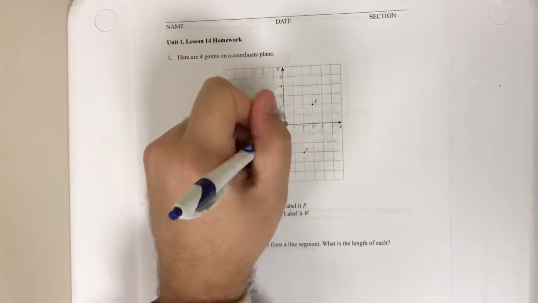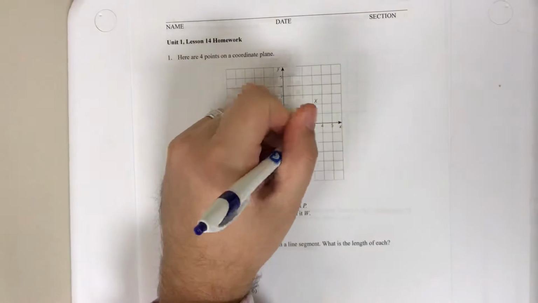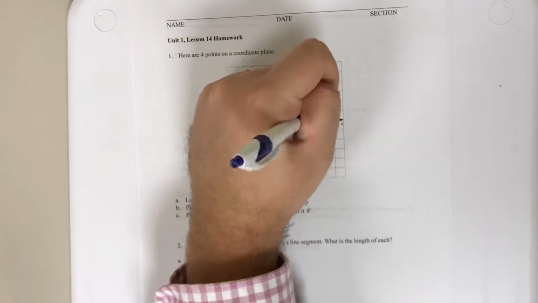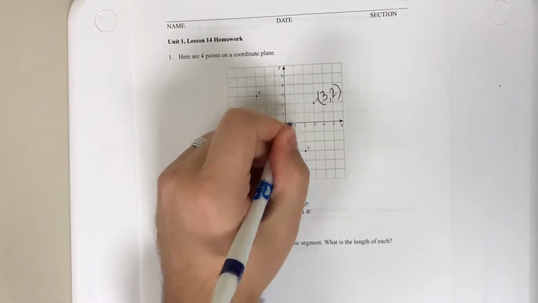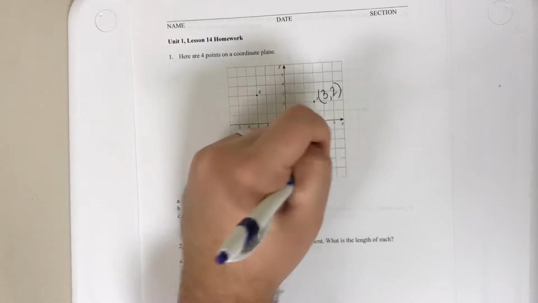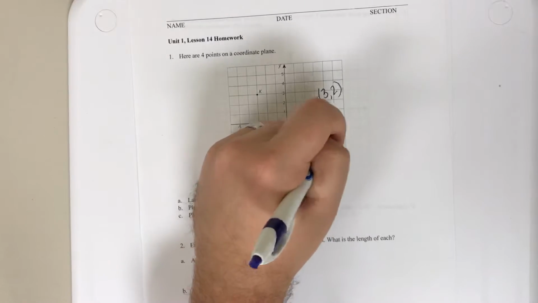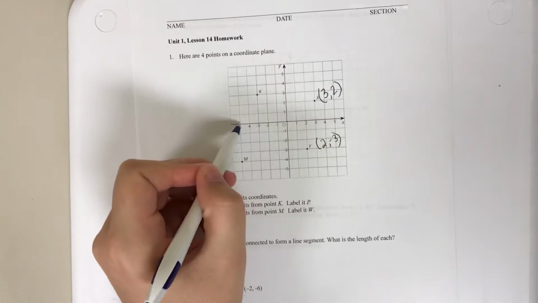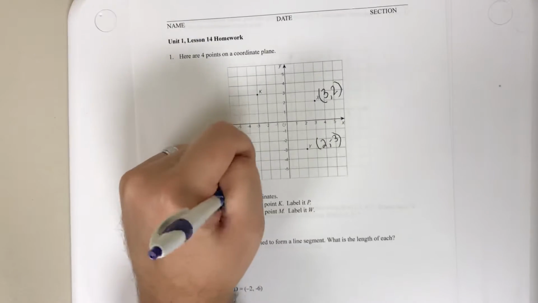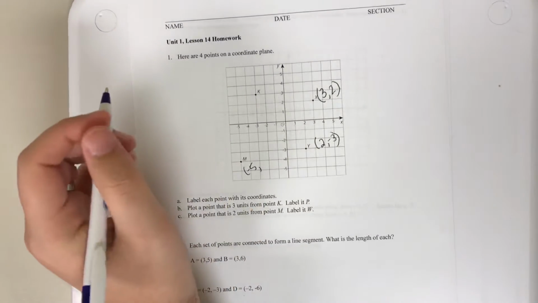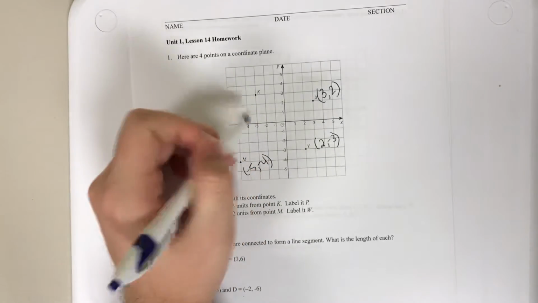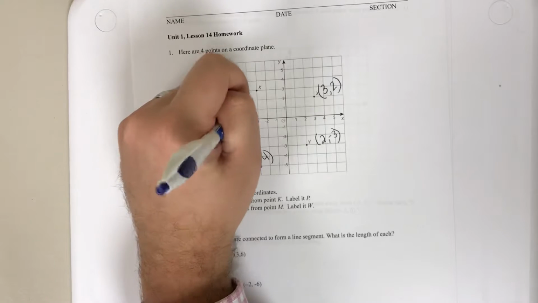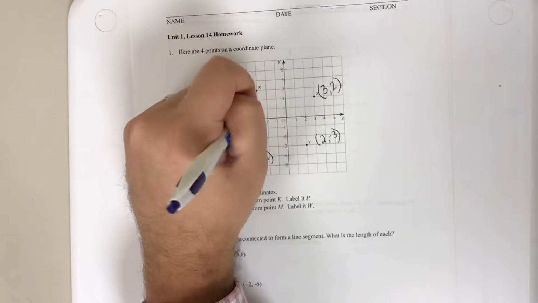So I'm going to start over here with x. 1, 2, 3. I know that this is 3, comma, 2. Y. 2, comma, -3. M, -5, -4. K, -3, 3.